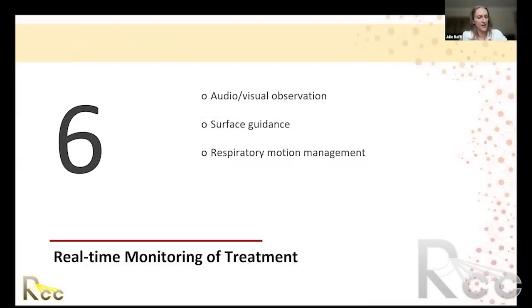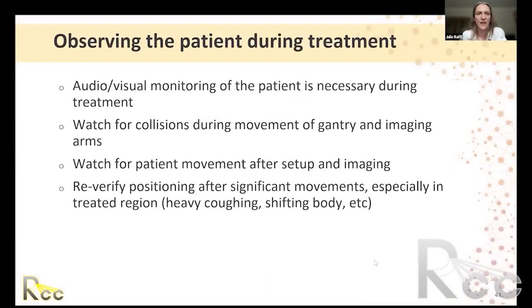Okay, real-time monitoring of treatment. It's important to observe the patient during treatment. We want audio and visual monitoring of the patient at all times. This is necessary for safety to watch for collisions during movement of the gantry and imaging arms. And we also want to watch for any kind of patient movement that occurs after setup and imaging. So if any significant movements are observed, like severe coughing or the patient moving their body in the treatment region, you'd want to re-verify positioning.